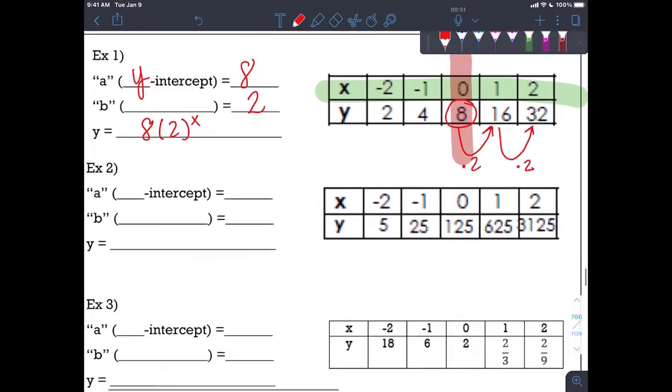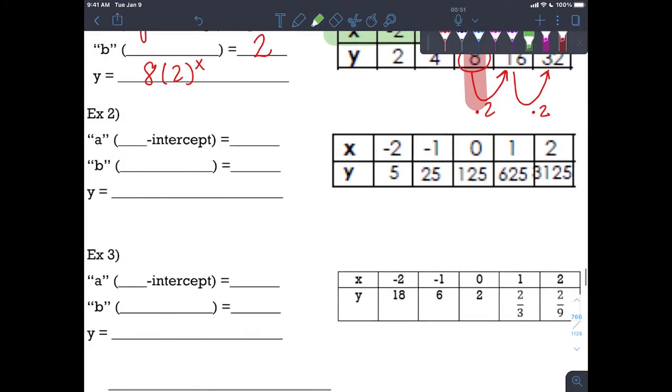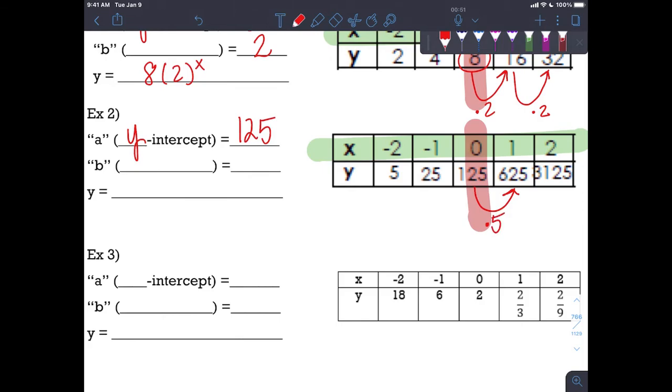Super simple. Again, look at my table of values. I'm looking to see where x is equal to 0. I found it. My a value, my y-intercept, is 125. How did I get from 125 to 625? Multiply by 5. Therefore, my b value is 5. My equation is 125 times 5 to the power of x.